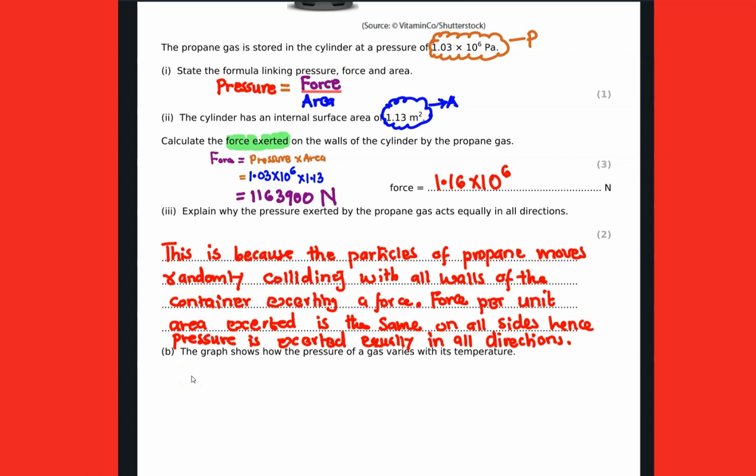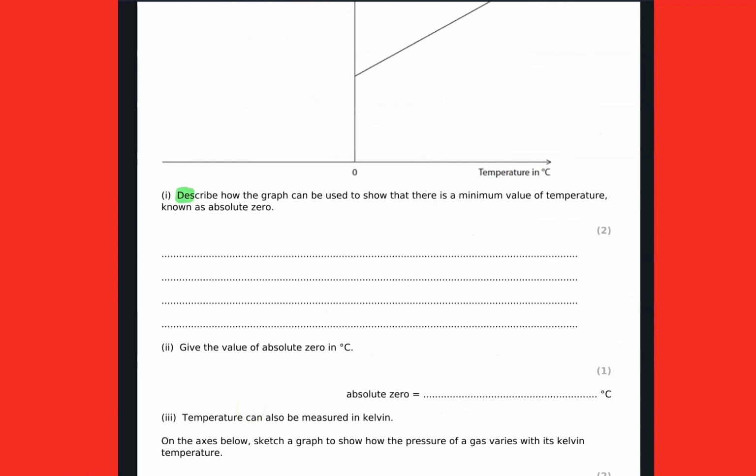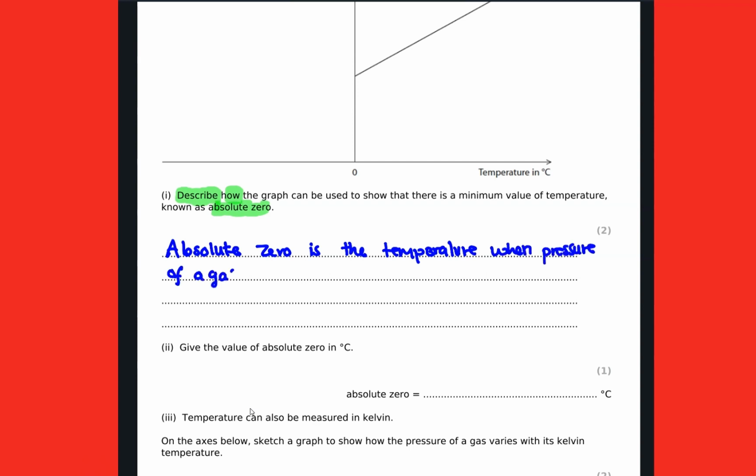The graph shows how the pressure of a gas varies with its temperature. So we are supposed to describe how the graph can be used to show that there is a minimum value of temperature known as absolute zero. First, when you have plotted a graph of pressure against temperature in degrees Celsius, if you extend or extrapolate this line to cut the x-axis, it means we are going to get the absolute temperature. So absolute zero is the temperature when the pressure of a gas is zero.